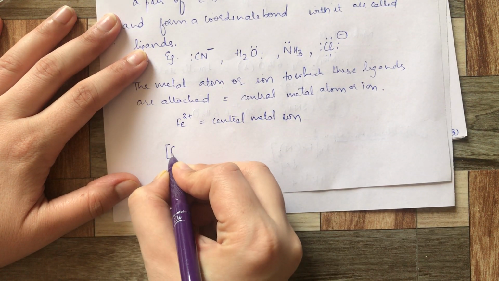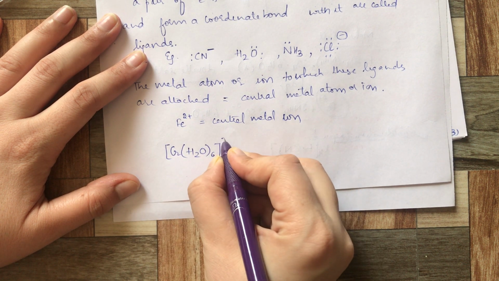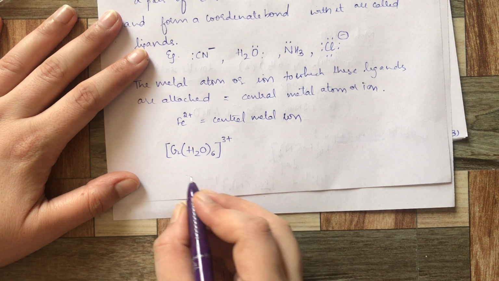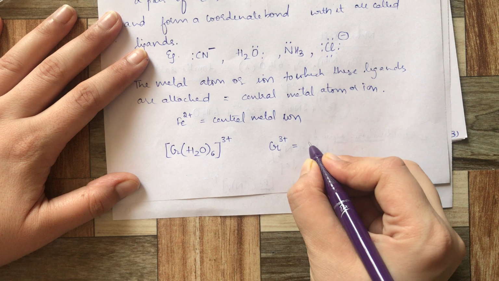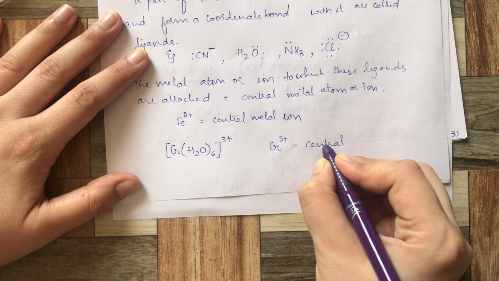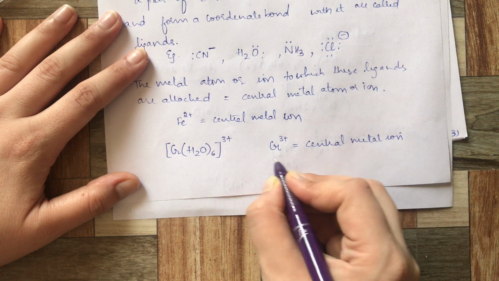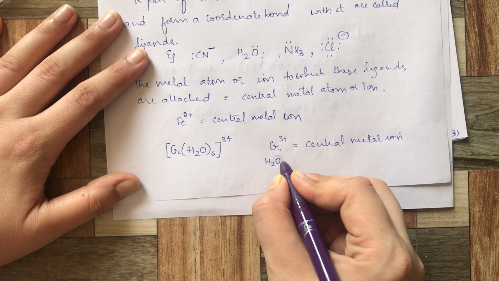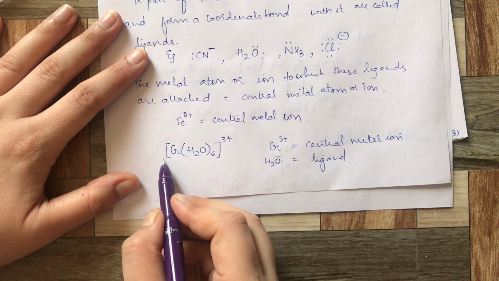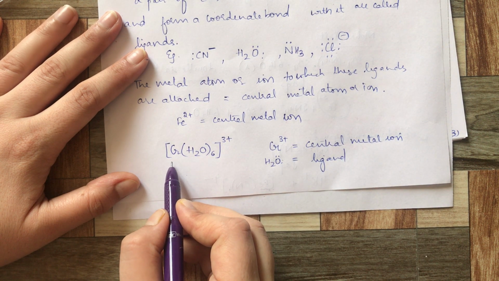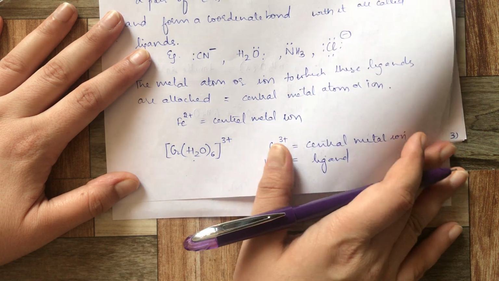Suppose we have Cr(H2O)6 3+. It is very clear that here Cr3+ will act as the central metal ion and water is acting as a ligand. So the chromium 3+ ion is surrounded by 6 ligands that are water, right?